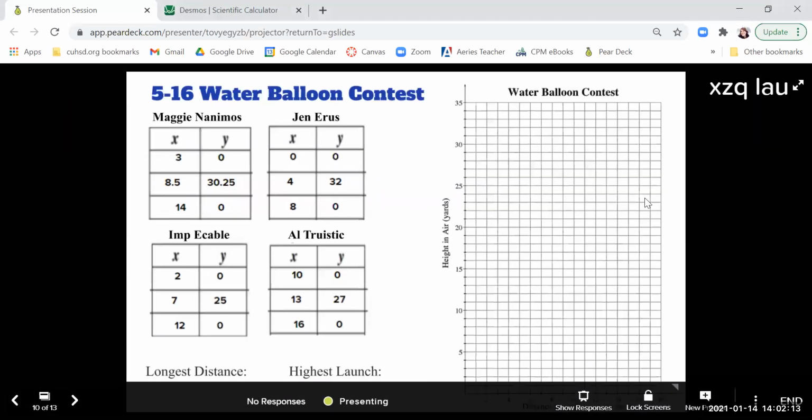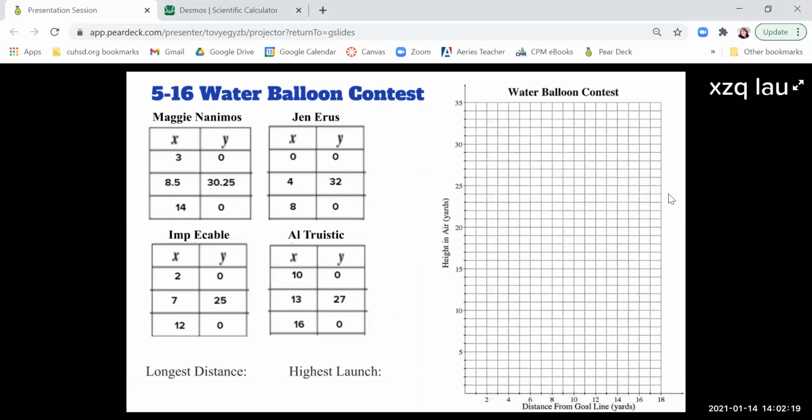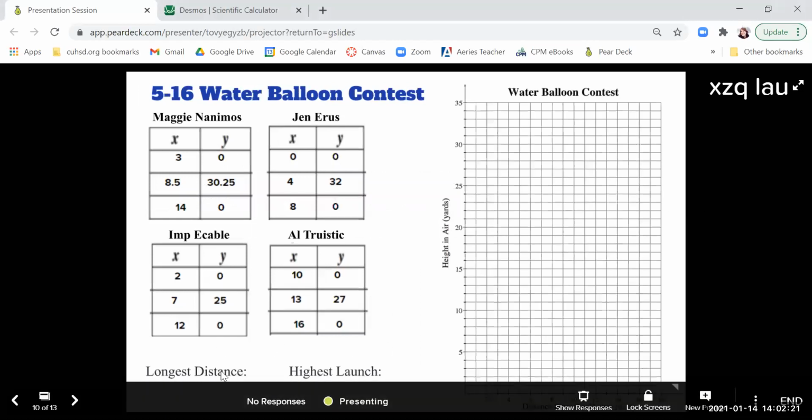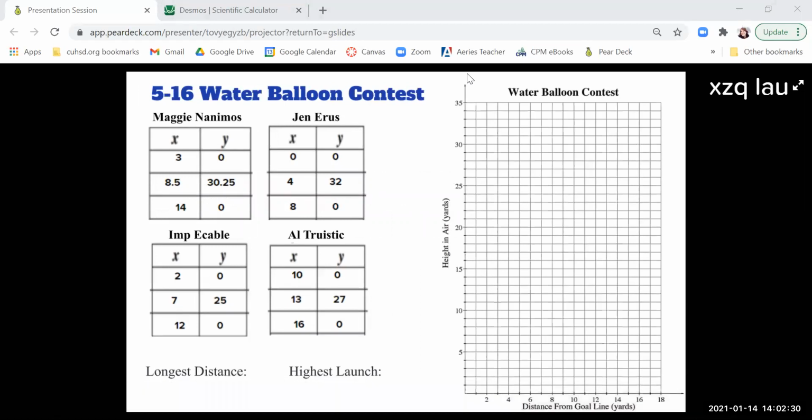All right, so what we need to do now is compare all of their different launches. So we're going to just do real quick, we're going to graph these things and determine who had the longest distance and who had the highest launch. And I'm going to do this in different colors. All right, so I'm going to go ahead and pick some colors. So let's say Maggie's in pink. So go ahead and graph in pink for Maggie.